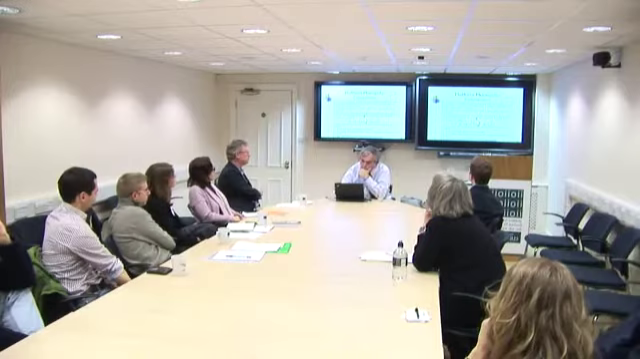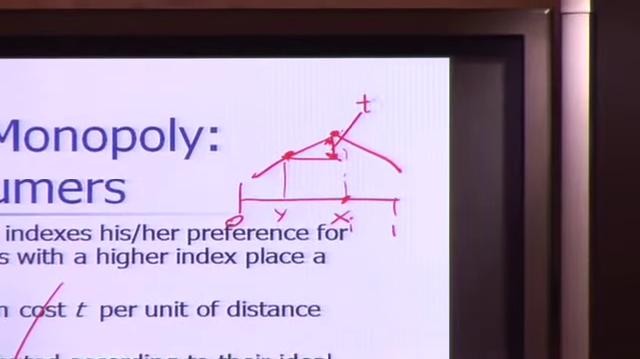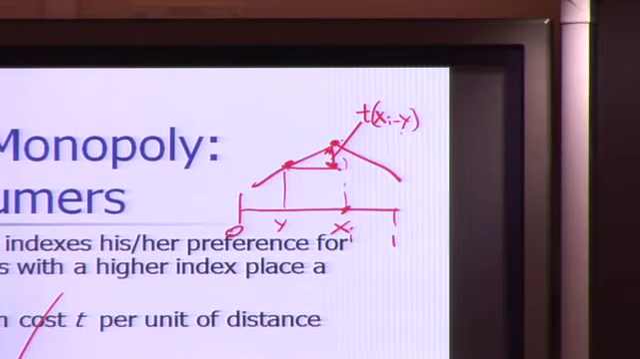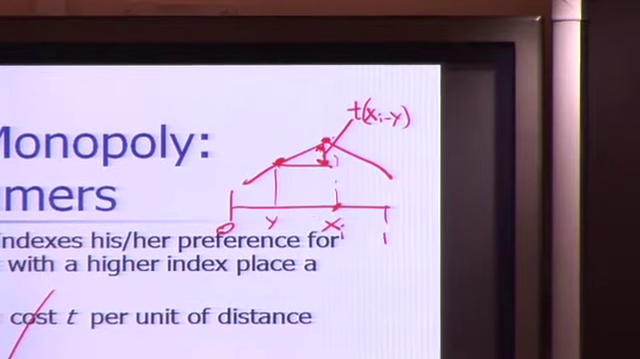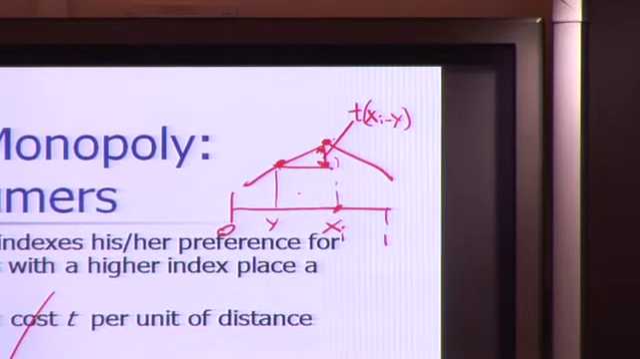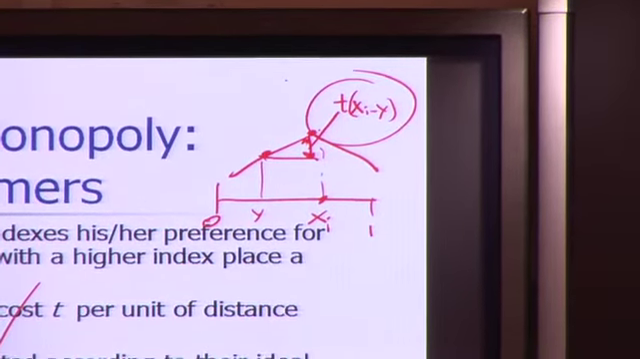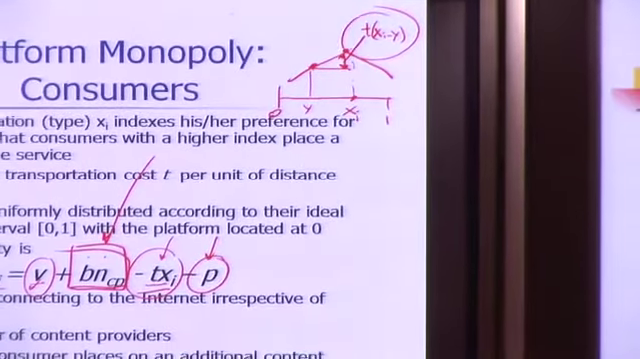Their utility function is something like this. This is their most preferred variety, but if you give them something else, let's say you give them the variety y, they lose some utility. The utility that they lose, this vertical distance, is t, some parameter, times |x_i minus y|. Now, if I start changing the price, some people are going to drop out of the market, but not everybody. That's why we need this differentiation to make this happen. If you're familiar with the Hotelling model, this is very much like it. This is Hotelling. Let me write it down.